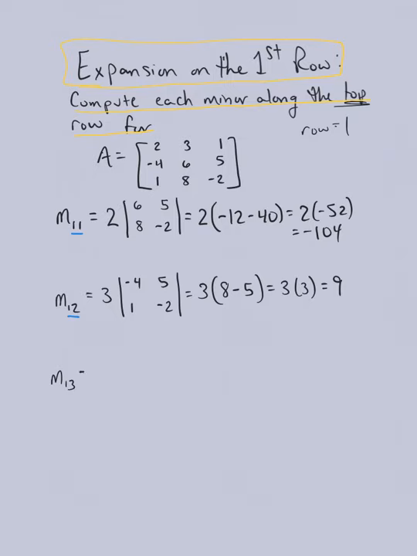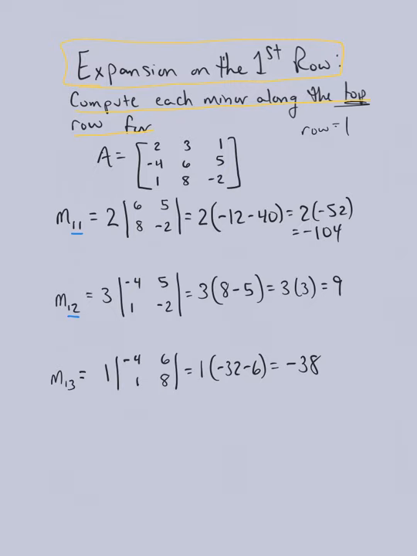Okay? Now, to do M13, now we're in row 1, column 3. So here's our multiplier. Cross out its row and column, and here's the resulting matrix that I need to do the determinant of. And so I do 1 times, and then its resulting determinant is negative 4, 6, 1, and 8. Okay, so I have 1 times negative 32 minus 6, which is negative 38.